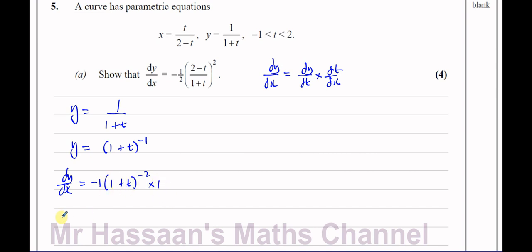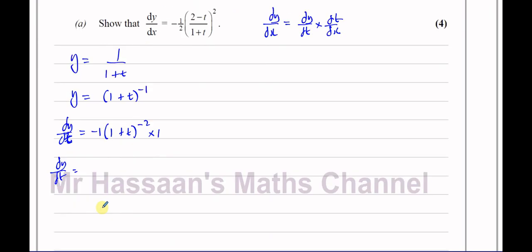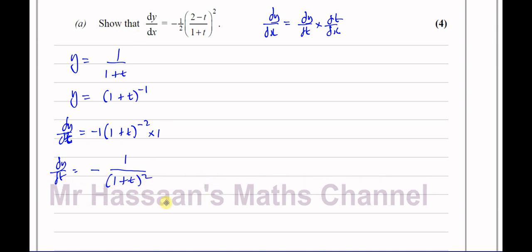If you write that in, that's dy/dt, sorry, not dy/dx. It's an easier form to deal with. We're going to write this as negative, and you're going to have 1 over 1 plus t, all squared. Okay, so that's dy/dt.